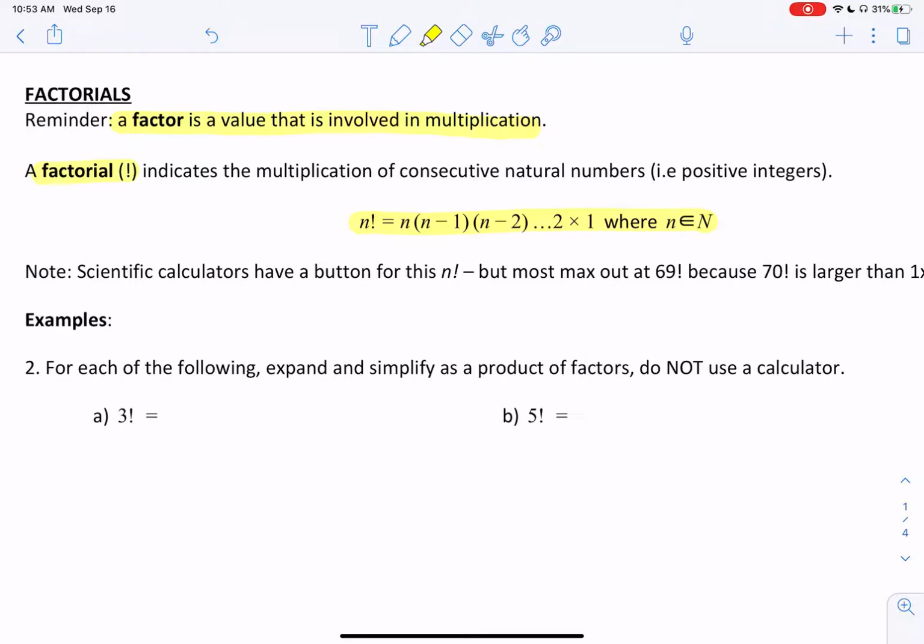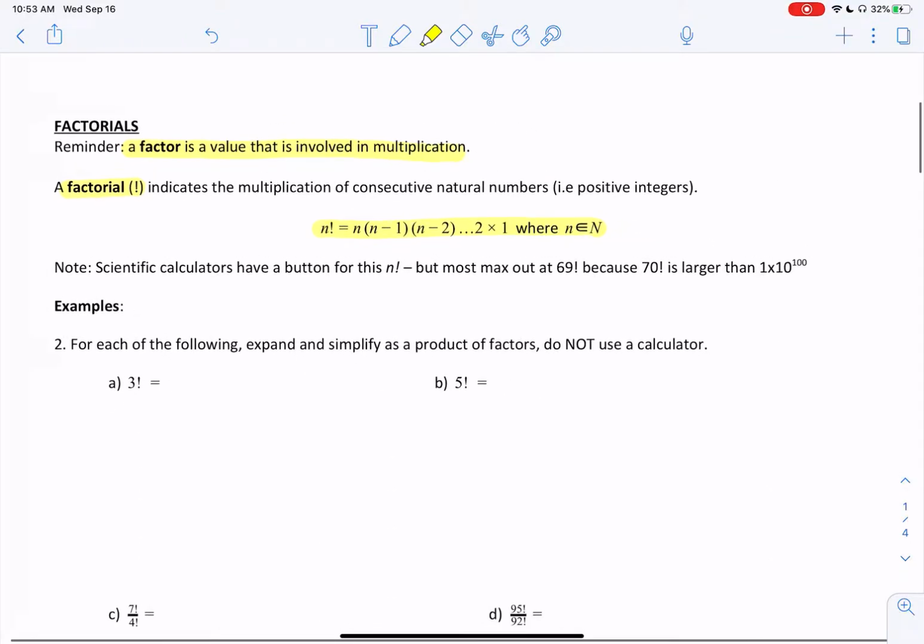So scientific calculators do have a button for this. You may have noticed a little n with an exclamation point on your calculator before, but most of them max out at 69 factorial, and the reason being is it gets so big that 70 factorial is already larger than 1 times 10 to the 100. So your calculator just can't have numbers that big, so we need to learn how to simplify these things a bit in order to work with them.